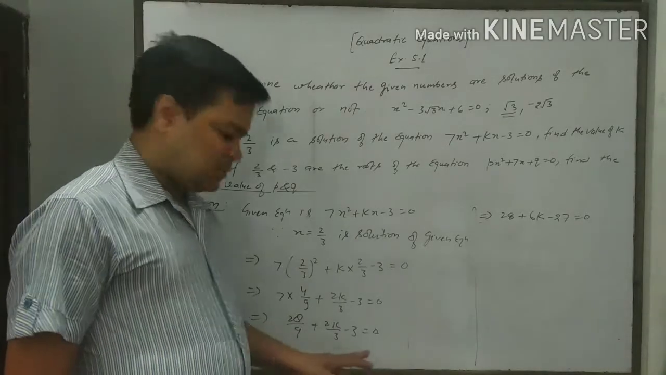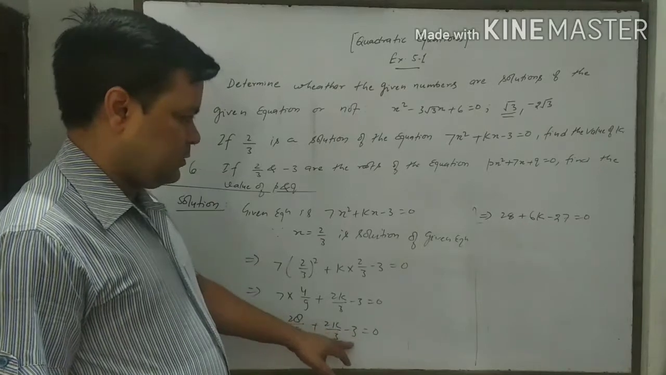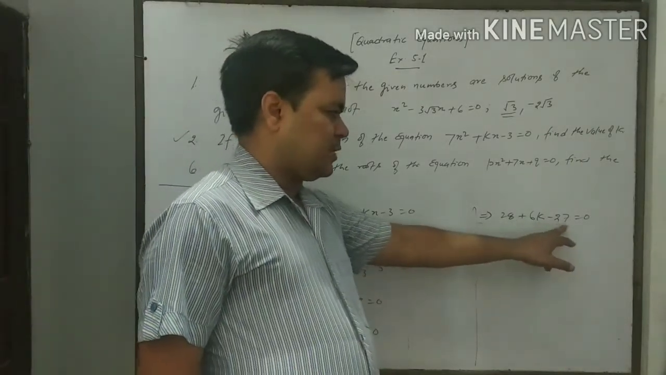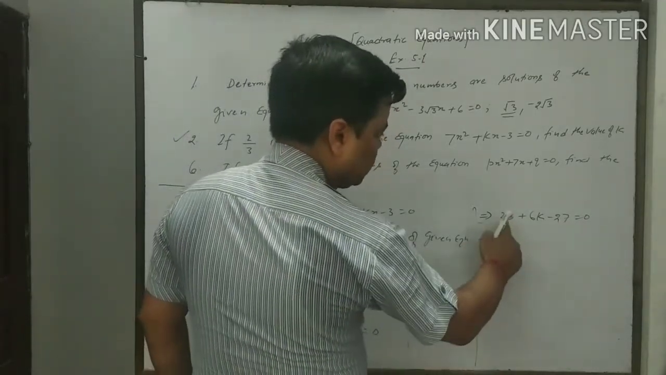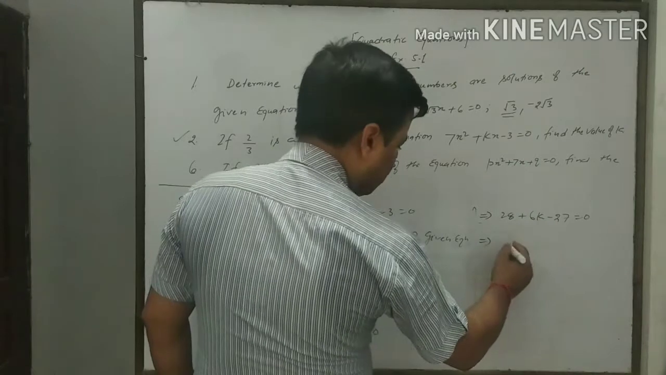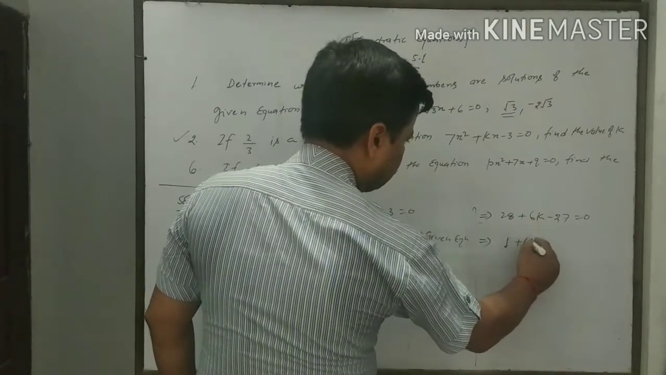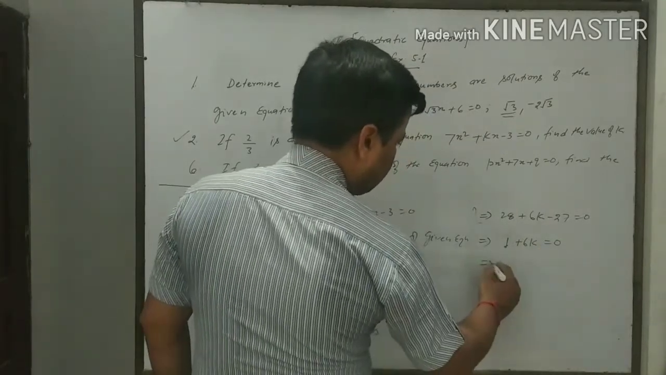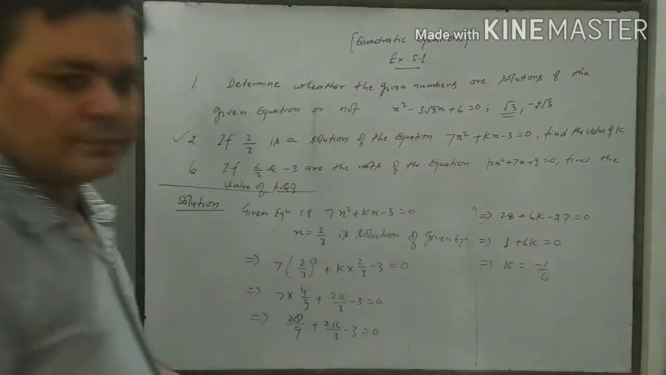Here after this we have a mistake. 28 by 9 plus 2k by 3 minus 3 will take this form: 28 plus 6k minus 27 is equal to 0. So this implies that 28 minus 27, what? That is 1. 1 plus 6k is equal to 0. This implies that k is equal to minus 1 by 6.